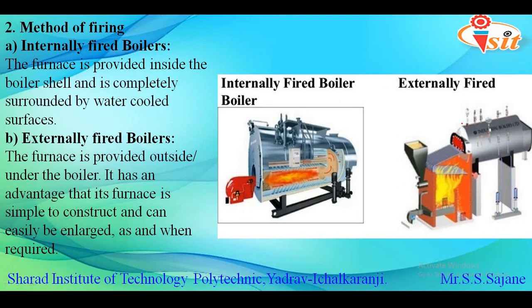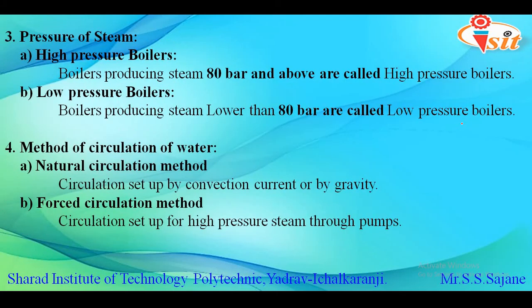Then we'll see the next classification, that is the third type. According to pressure of steam, there will be high pressure boilers. The boilers which produce steam above 80 bar are called high pressure boilers, whereas the boilers generating pressure below 80 bar we will call low pressure boilers.